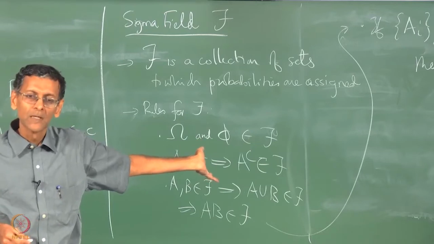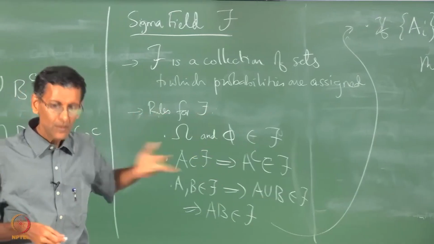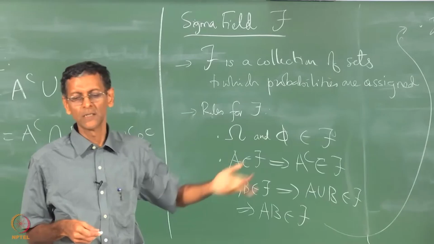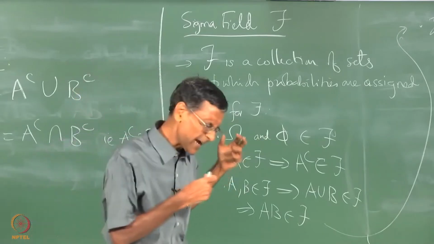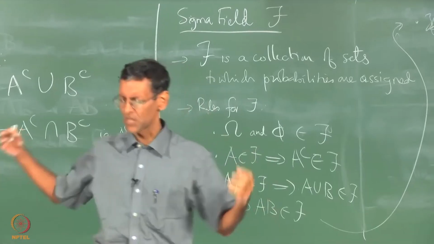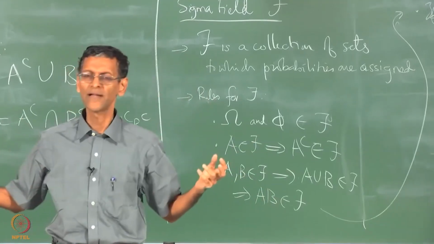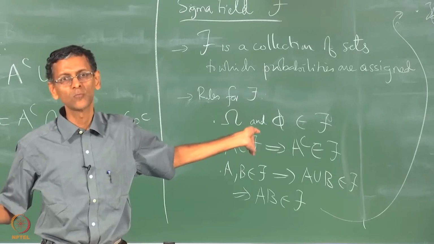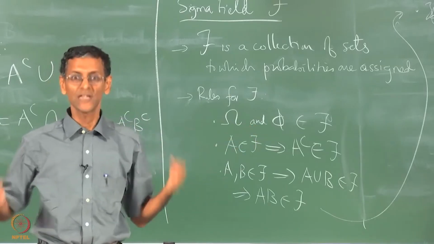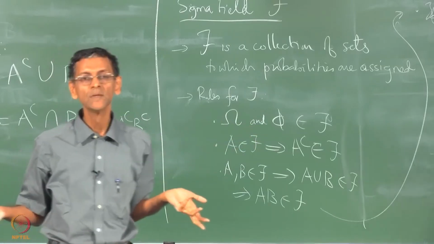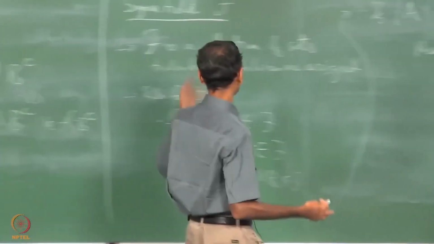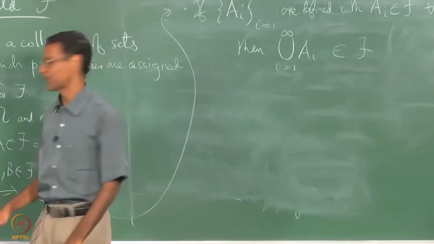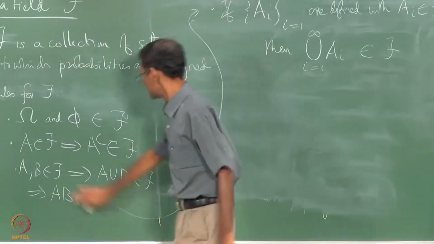For example, getting a head on the second toss, fourth toss, sixth toss, and so on. What would the union be? It would be getting a head on an even numbered toss, so that also has to be in F. So this is stated sometimes as a distinct rule.